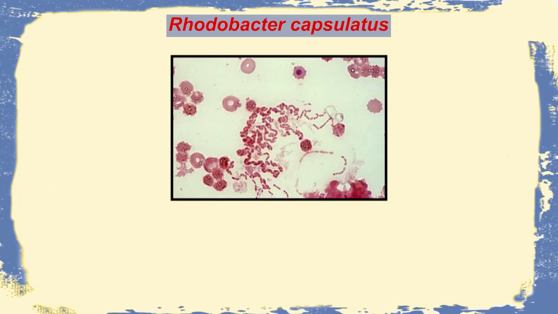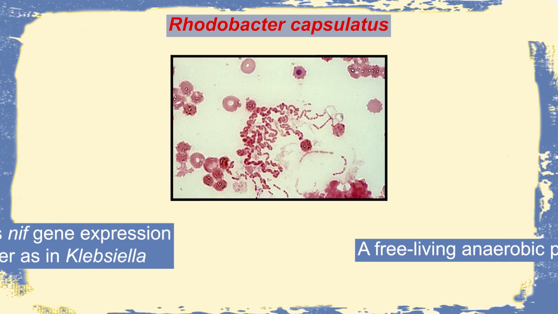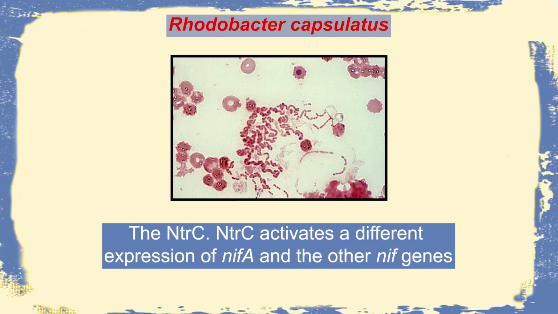In the case of another unique bacterium, Rhodobacter capsulatus, which is a free-living anaerobic phototroph, the Nif gene expression follows the same pattern of NifA as in Klebsiella, but here the NtrC which is activating NifA is different from the NtrC of Klebsiella. So we see it is a different form of NtrC which is bringing about different activity, but the activity broadly is activation of NifA or initiation of nitrogen fixation.